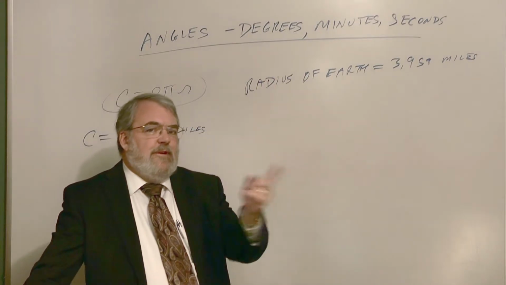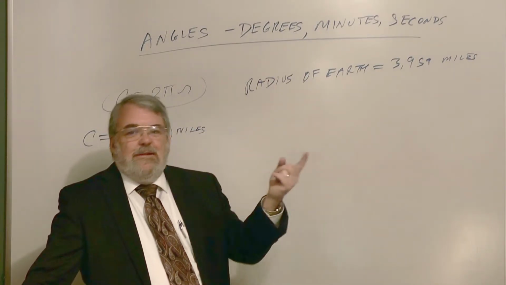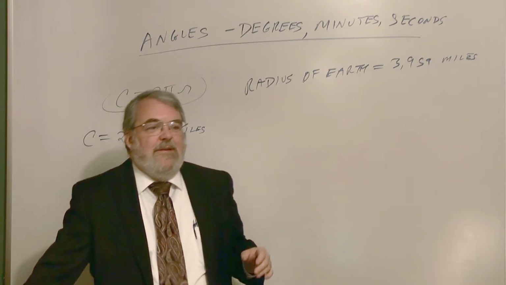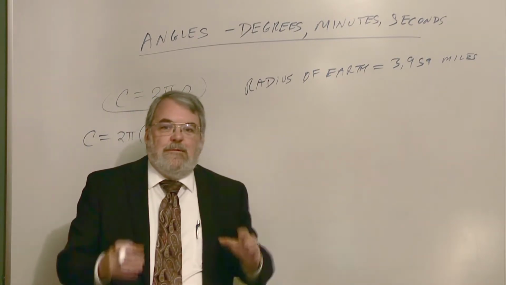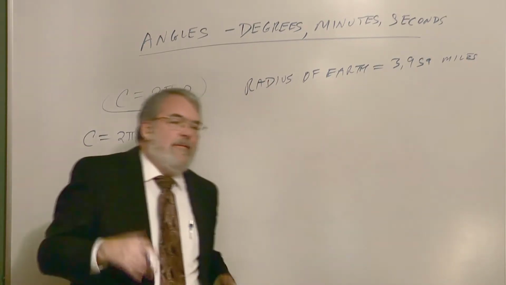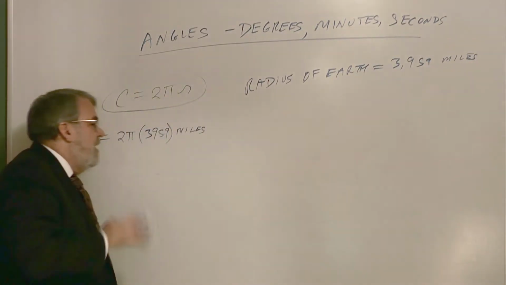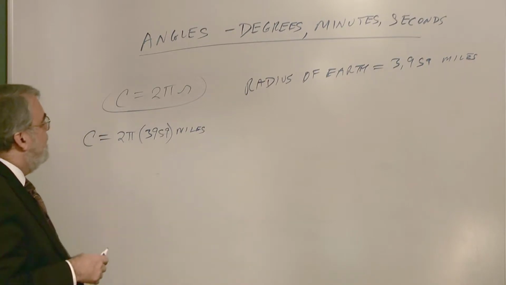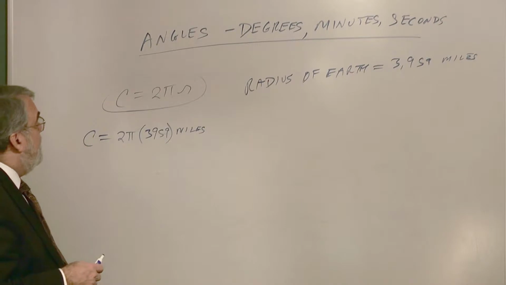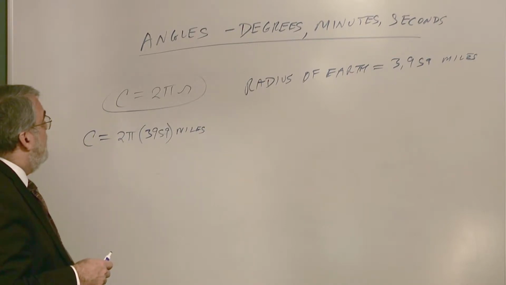It's flattened because of the rotation of the Earth in the direction of the equator, around the equator. When the Earth was molten, the centrifugal force forced it out slightly, flattened it before it solidified. So it's not quite perfectly round, but it's close enough. And so we'll say, let's use 3959.